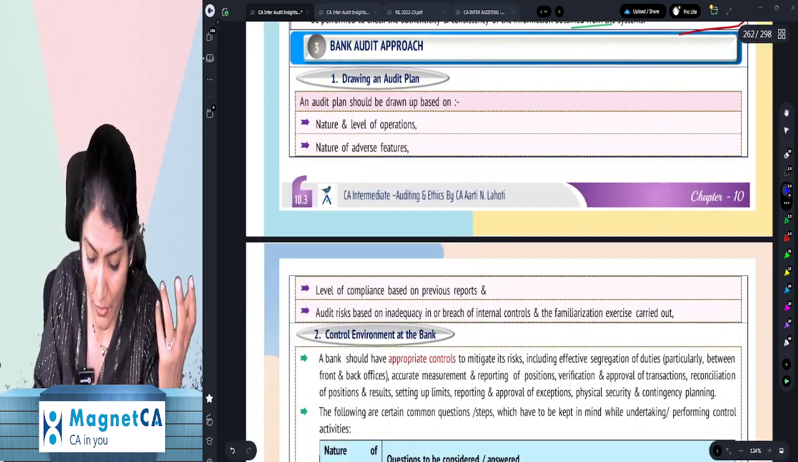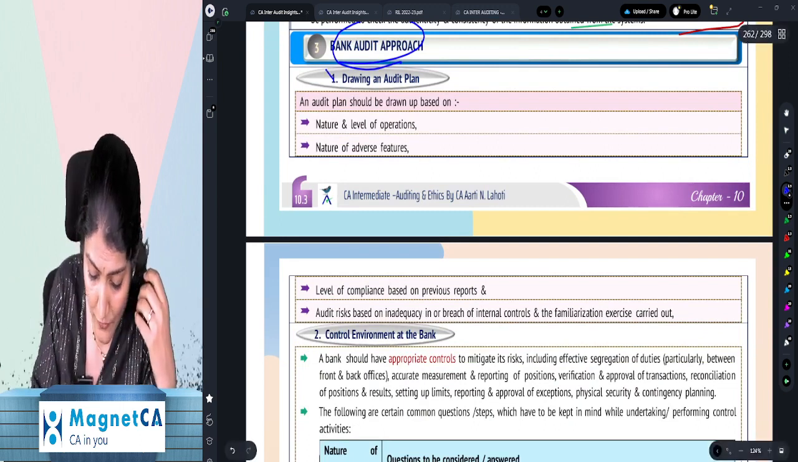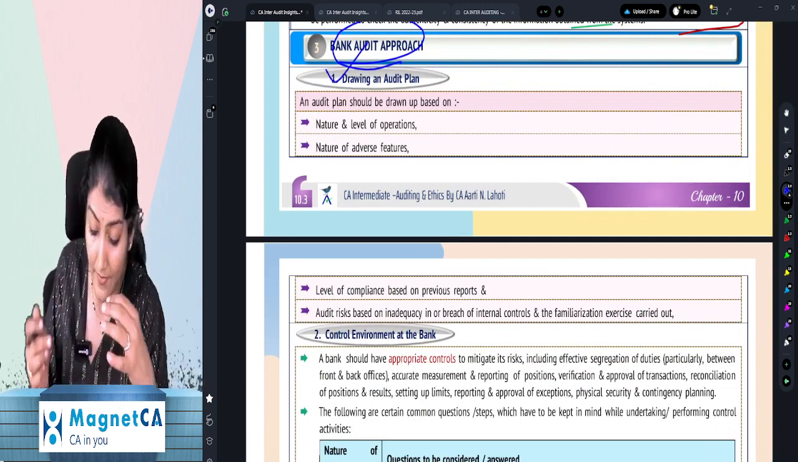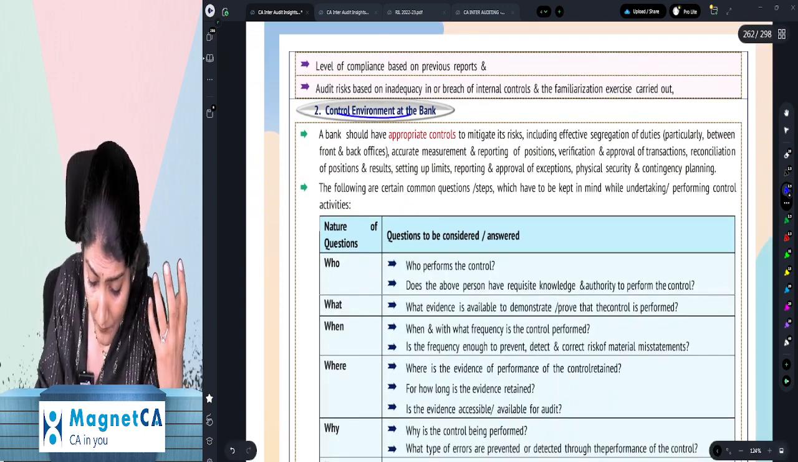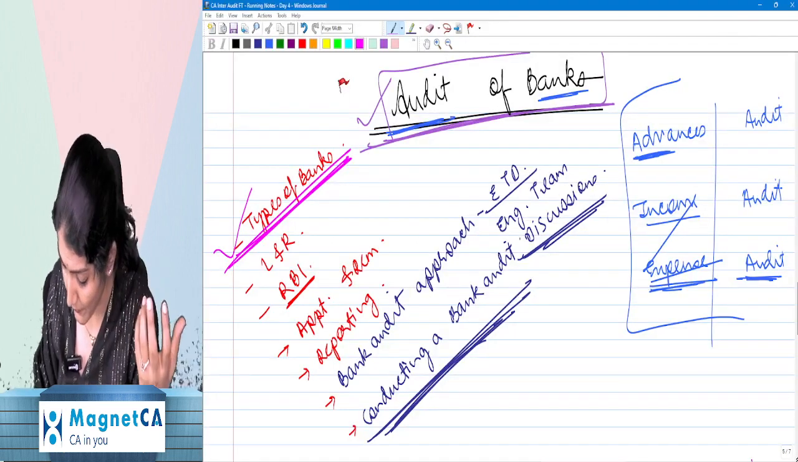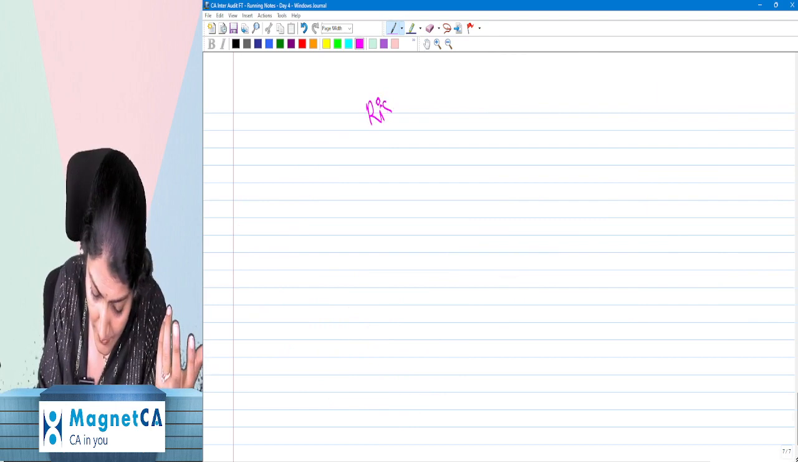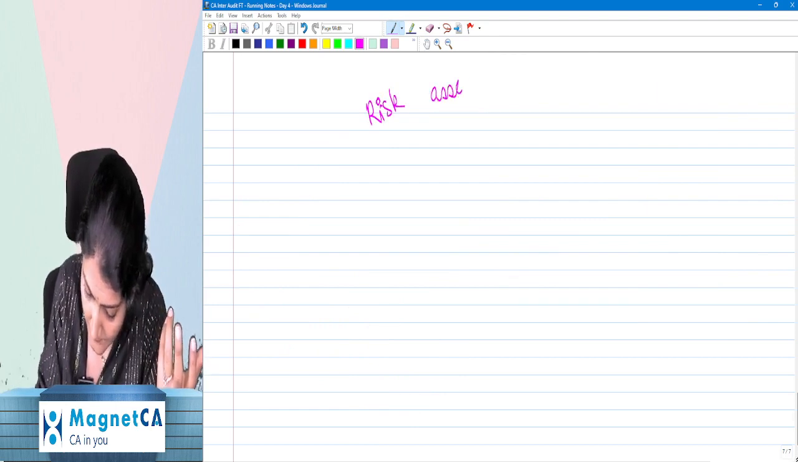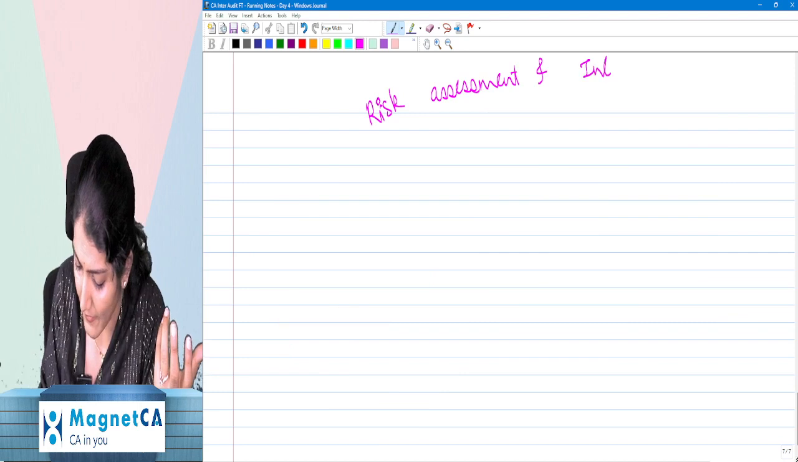Right, and then we talk about the bank audit approach. So what has to be your approach? First, draw the audit plan. Then, based on the audit plan, you need to study the control environment at the bank. Today we are also going to do our discussion, pay attention everyone, on chapter number 3, which is regarding risk assessment and internal control.